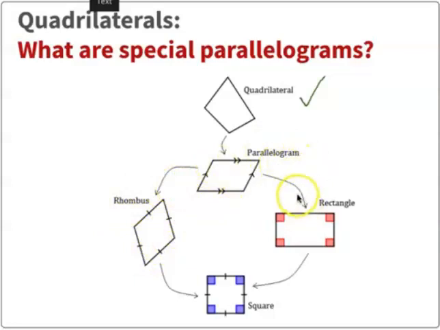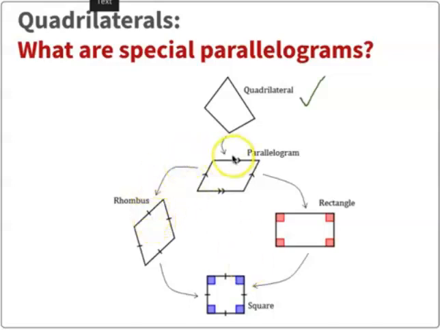So that's what I wanted to show you with this chart, is that all 3 of these special types of parallelograms, they are parallelograms, which means they will all have the properties of parallelograms and then some properties that make them specific to their shape. And we're going to talk about what those are. But I did want to show you this chart.